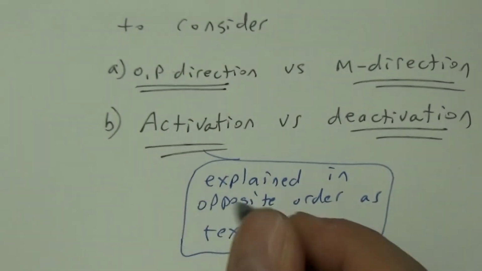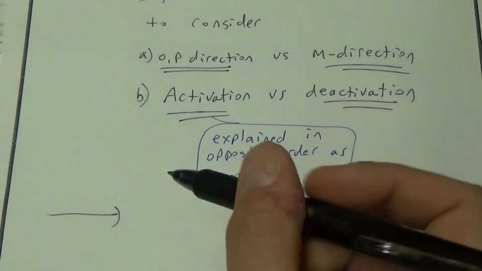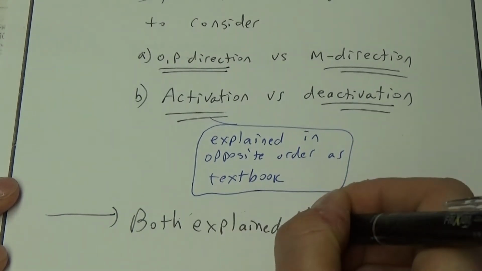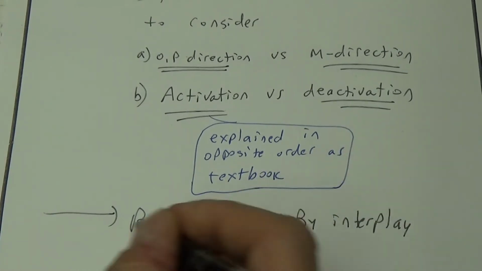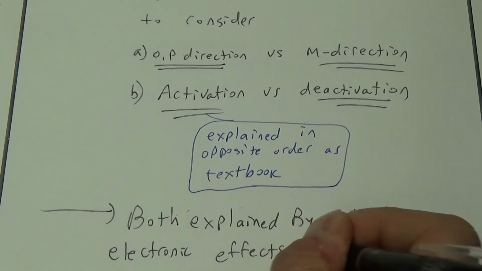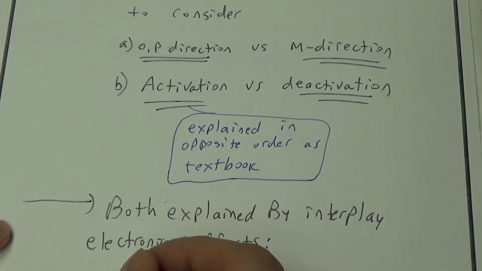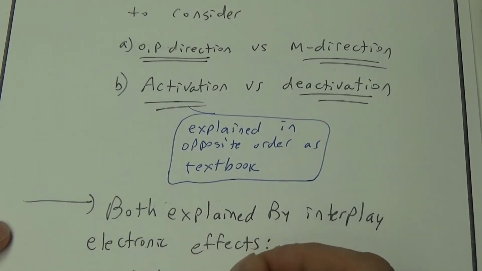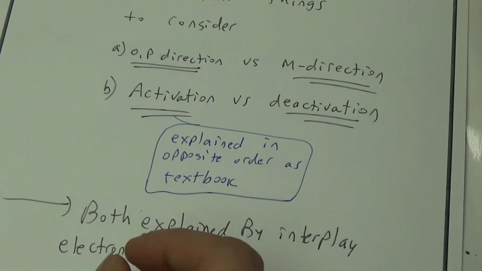Both of these concepts, direction versus activation and deactivation, are explained by an interplay of two electronic effects on the benzene. The first effect is induction effects. The second is resonance effects.